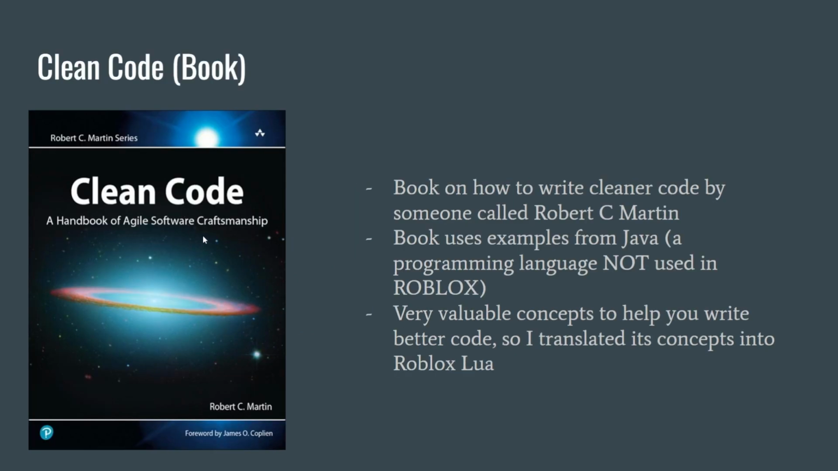So this is a book called Clean Code, and it's written by a guy called Robert C. Martin, and this is basically one of the ultimate books on writing clean code. So this whole presentation is going to be based off of this book. He basically wrote this book using examples from Java. And obviously in Roblox, we don't use Java, we use Luau. But this whole book is written in Java, and it's got a lot of very valuable concepts to help you write better code. So I basically took all of the concepts here, and I'm going to present them in Luau so that we can use them to become better scripters.